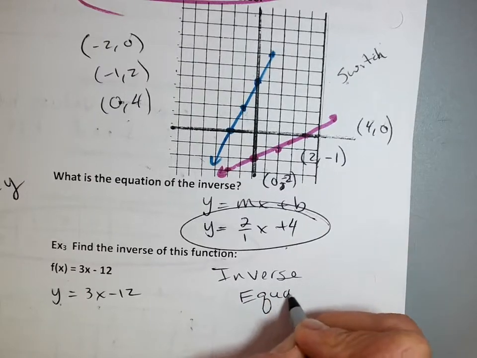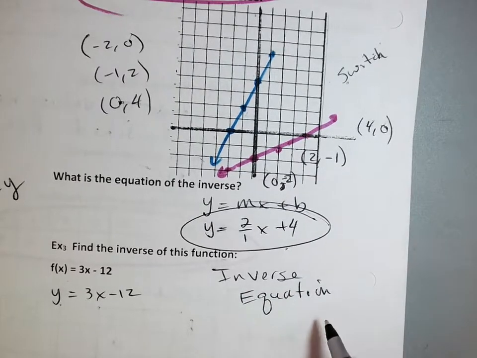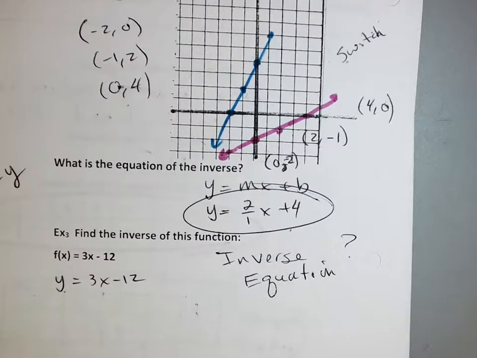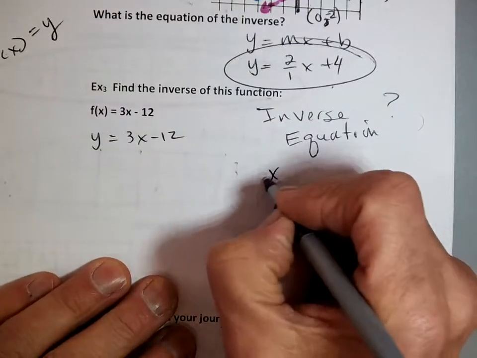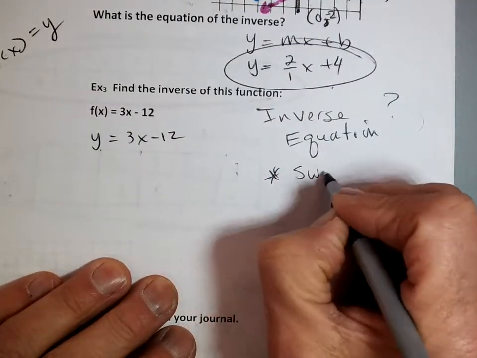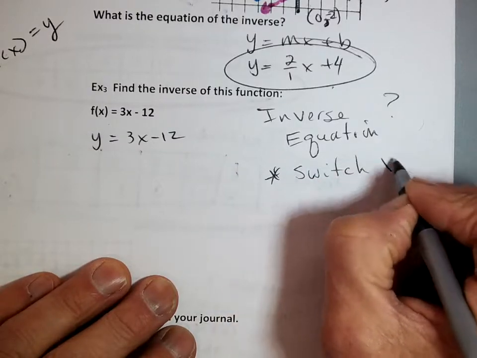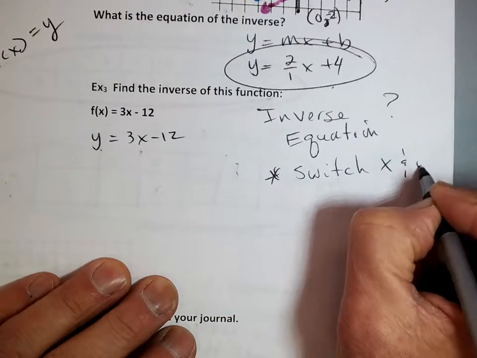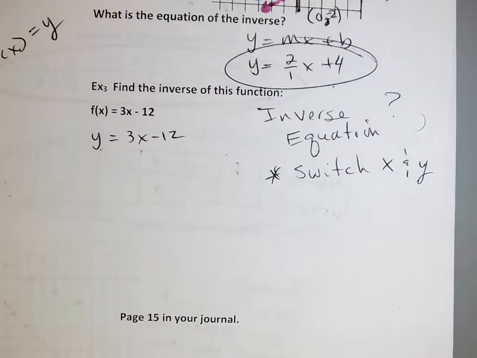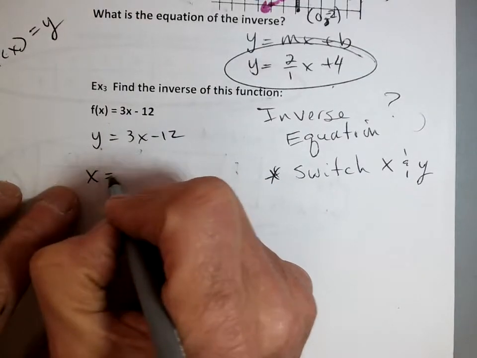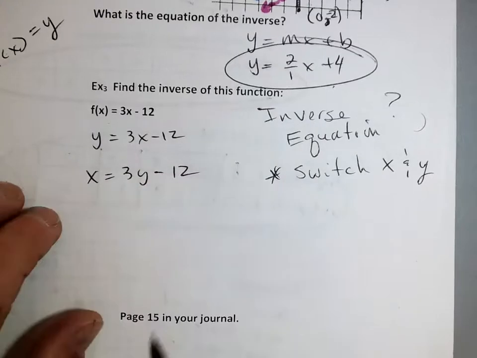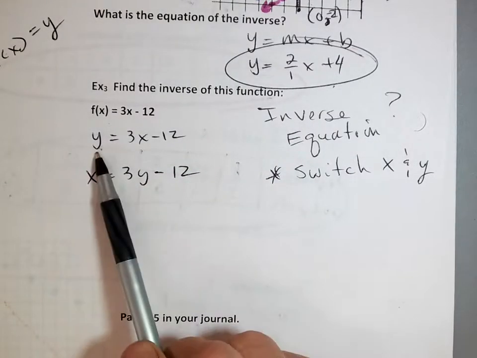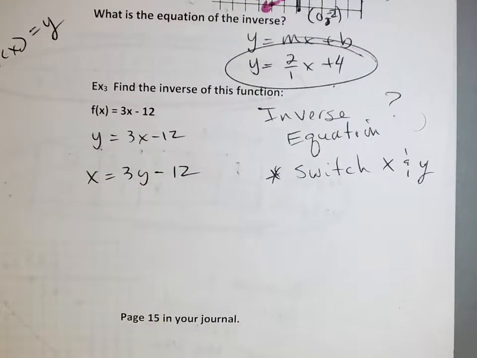Okay. Now, if I want the inverse equation, here's what I want to do. I am going to, little star, switch x and y. Because if I switch x and y, I've switched every single x, every single y, because x represents all of the x values, and y represents all of the y values. So I'm just going to rewrite this as x equals 3y minus 12. Boom. That's all I did. Just switched them. X becomes y, y becomes x. That's all I did. Okay?